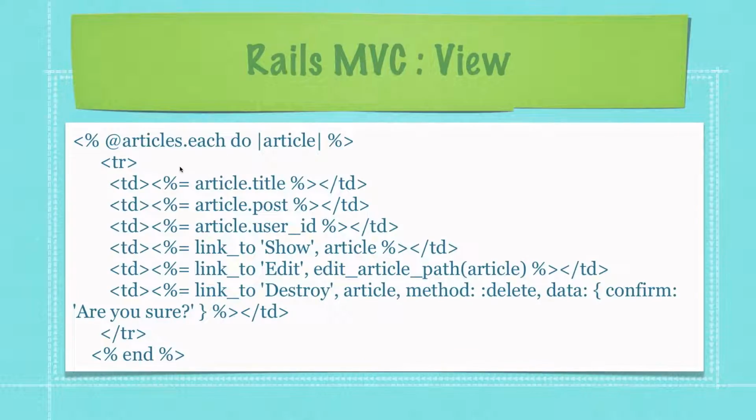And we're going to use it right like this. We're going to cycle through all the different articles, output a title, a post, a user ID, and then links that are going to allow us to call for show, edit, and destroy on said articles. That is pretty much everything.